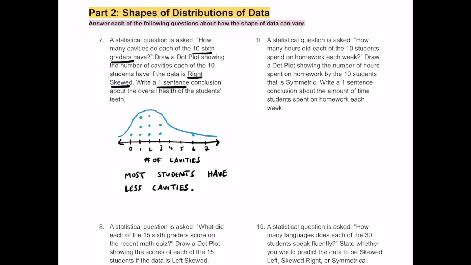Cool. So just keep in mind, if it was left skewed, that means relative to the data set that the students had more cavities than less cavities. So here we're just saying that they probably have healthier teeth. We can maybe put that here too. That these students have, in general, healthier teeth compared to maybe other people. Okay, that's basically all you had to really say for number 7. Done. Okay, has to be right skewed.